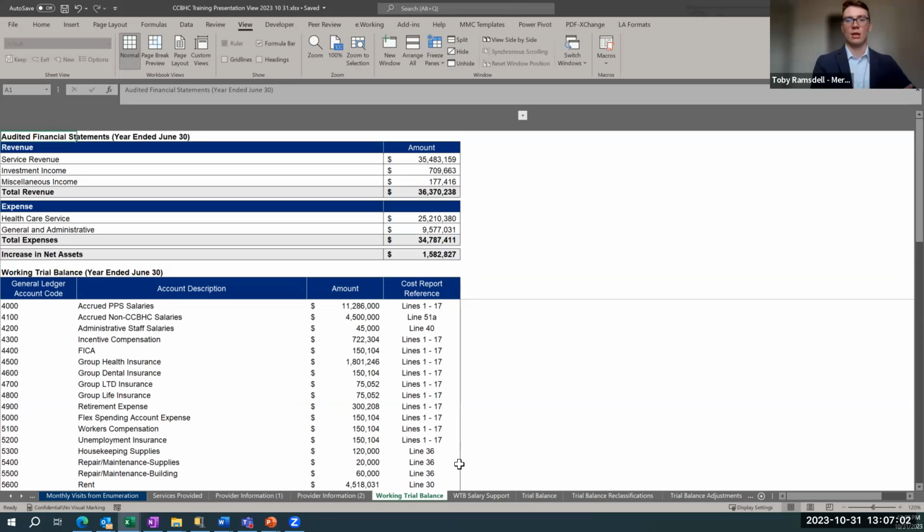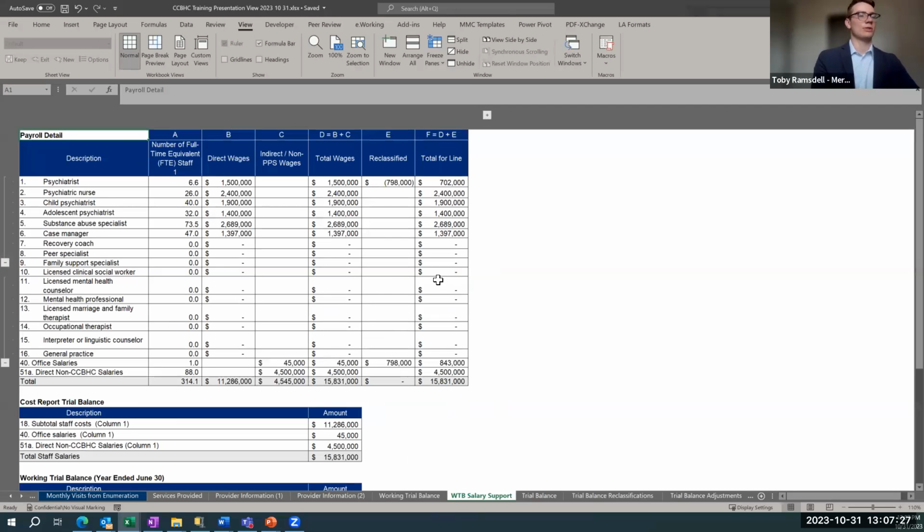Reminder again, that all expenses on that working trial balance need to be reported in lines 1 and 2. So even these non-CCBHC costs, these are excluded from the PPS rate, but they still need to be reported in the non-CCBHC cost portion of the cost report so that we can validate that it ties to the audited financial statements.